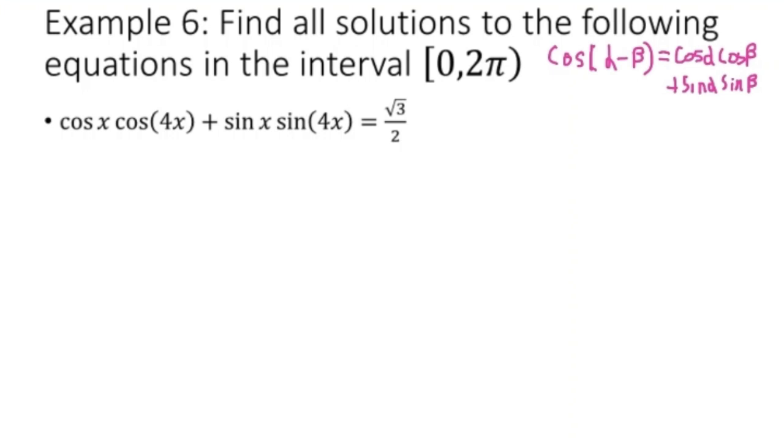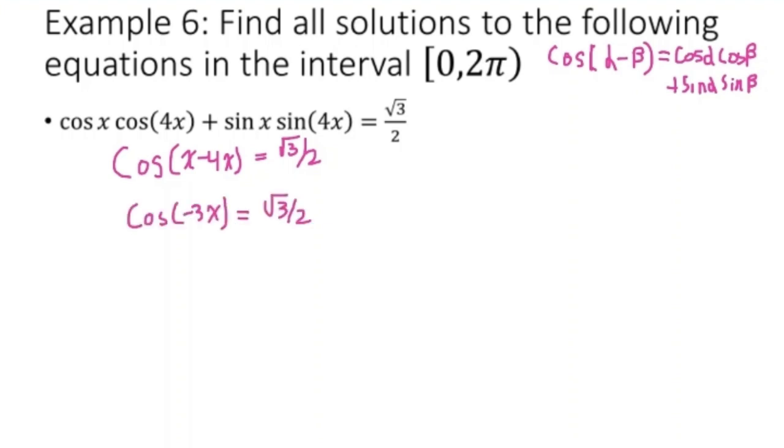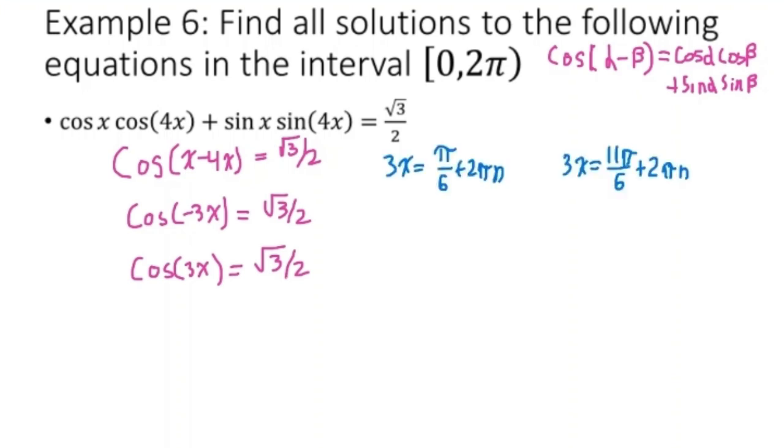So we can apply this formula to our left-hand side, and our left-hand side becomes cosine of x minus 4x, which becomes cosine of negative 3x. And since cosine is even, we can drop the negative sign inside of our input. Now we have to figure out what angles cause cosine to equal root 3 over 2. Looking at our unit circle, the two angles are pi over 6 and 11 pi over 6. So 3x is either pi over 6 plus 2 pi n or 11 pi over 6 plus 2 pi n.